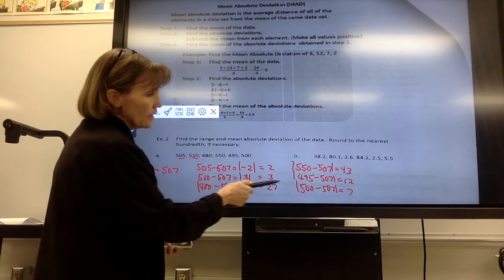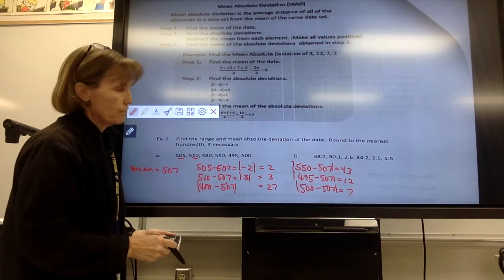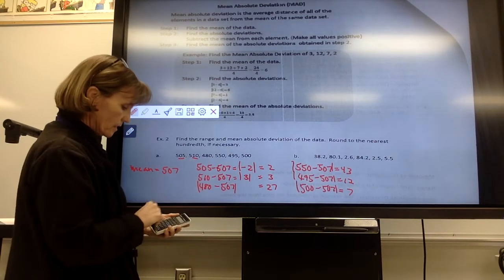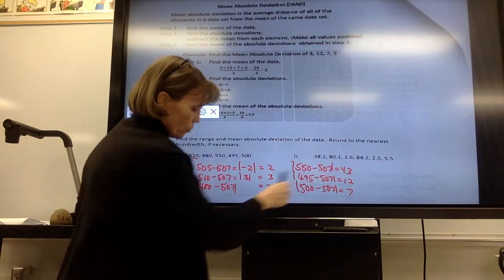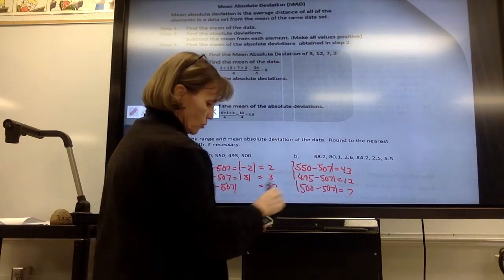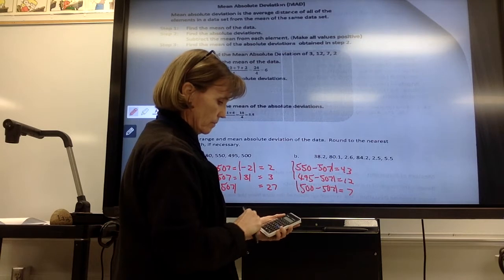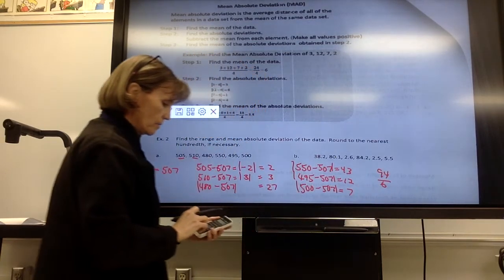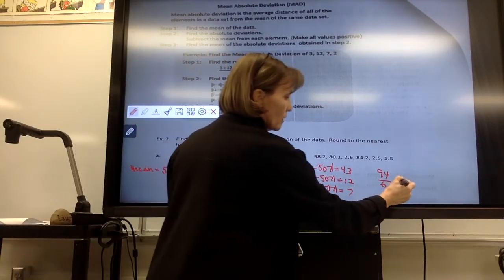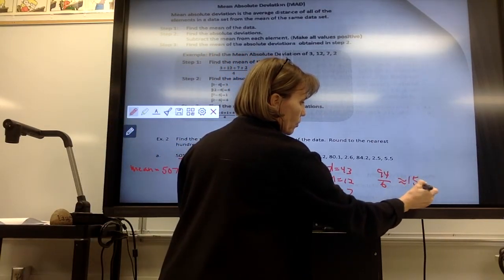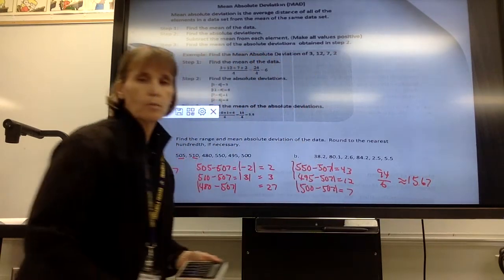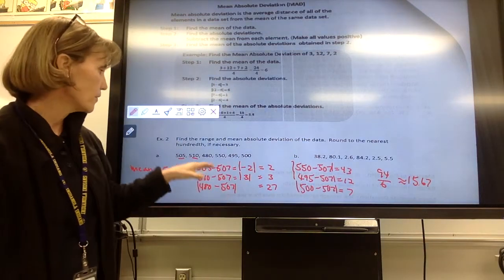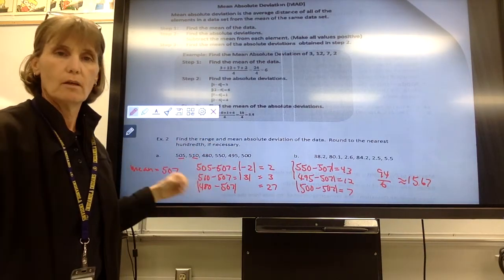And now you're going to take these deviations and you're going to average them. So you're going to take 2 plus 3 plus 27 plus 43 plus 12 plus 7. And we get a value of 94, and because I'm averaging them, I'm going to divide by 6, and I get 15.67. We would call that the mean absolute deviation. It's what's the average amount that each one of these values is different from the mean.